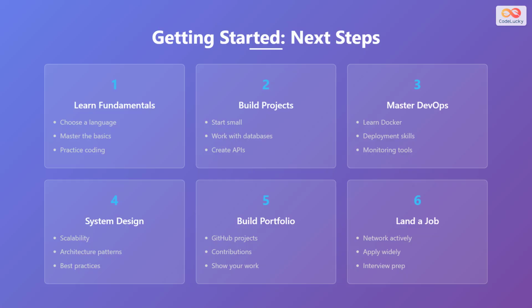Here's your roadmap to become a backend developer. Step 1. Learn fundamentals by choosing a programming language, mastering the basics, and practicing coding regularly. Step 2. Build projects starting small, then work with databases and create APIs. Step 3. Master DevOps by learning Docker, deployment skills, and monitoring tools. Step 4. Study system design to understand scalability, architecture patterns, and best practices. Step 5. Build a portfolio with GitHub projects, contributions, and work you can show employers. Step 6. Land a job by networking actively, applying widely, and preparing thoroughly for interviews.